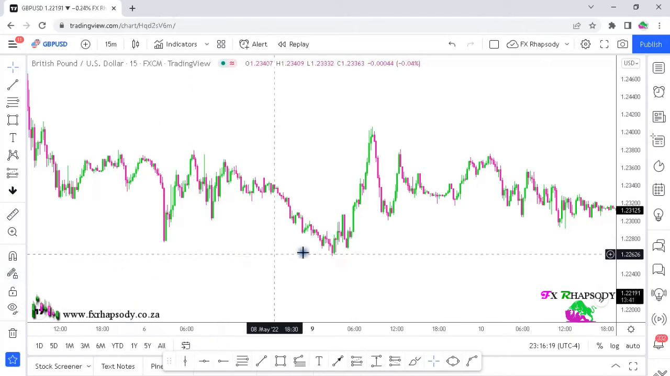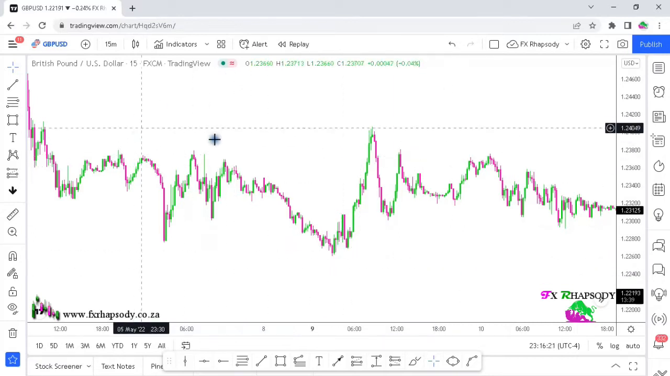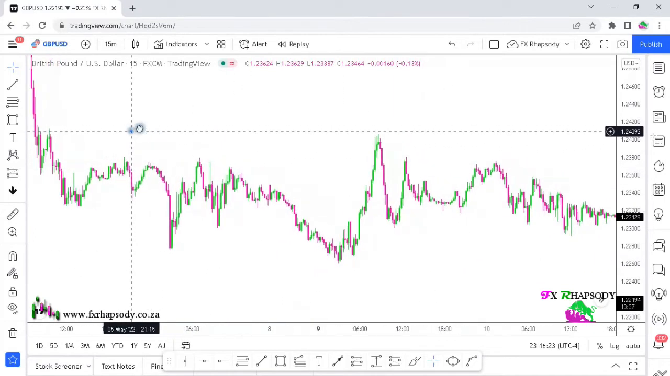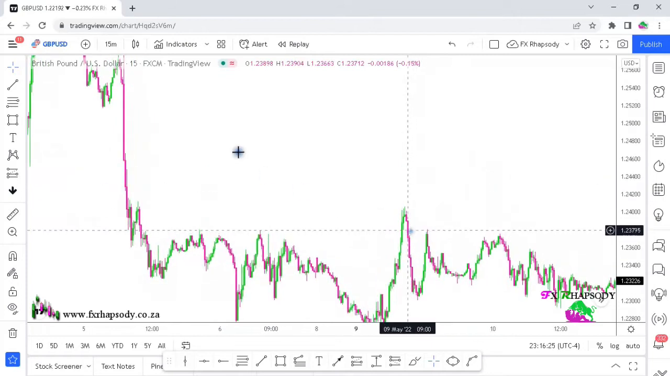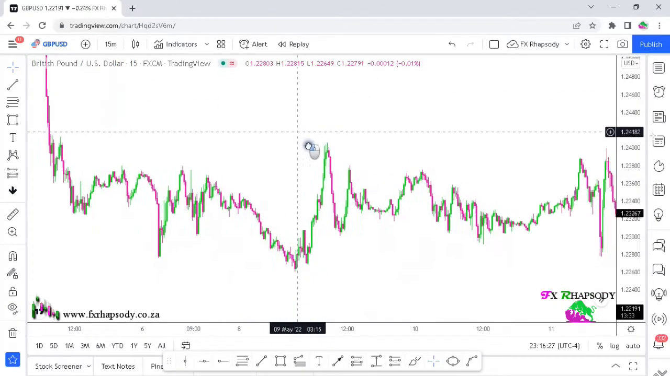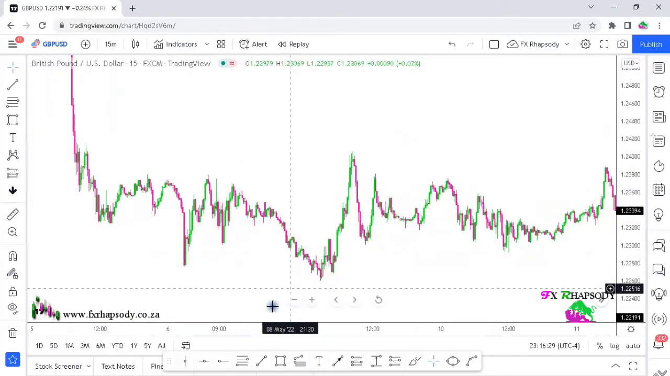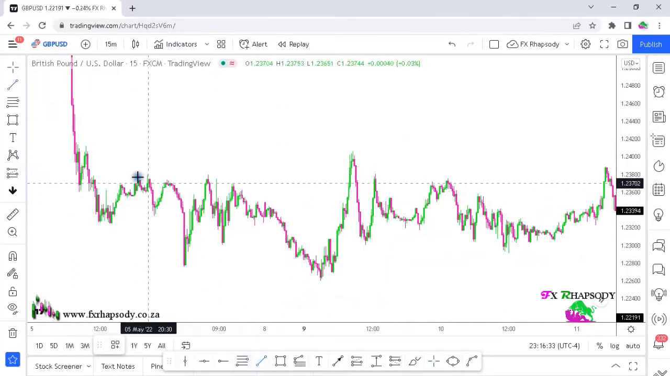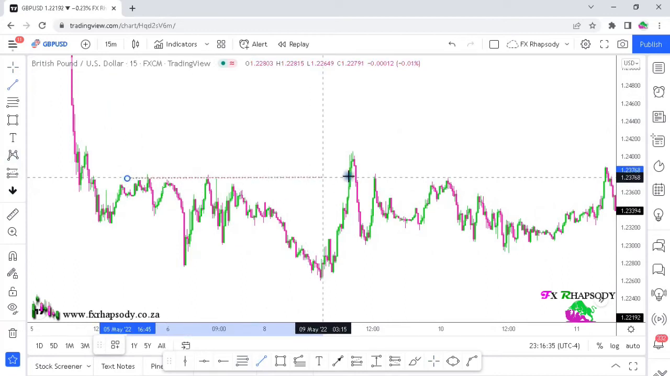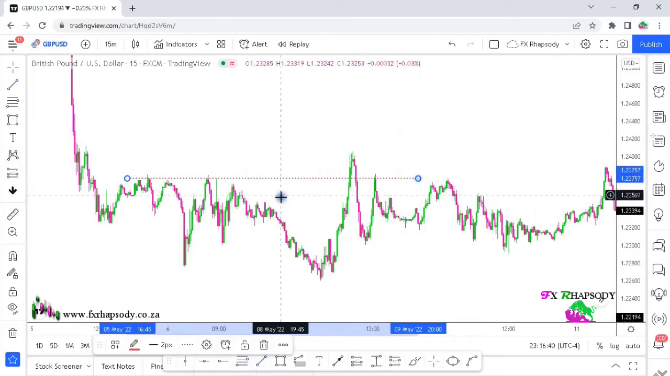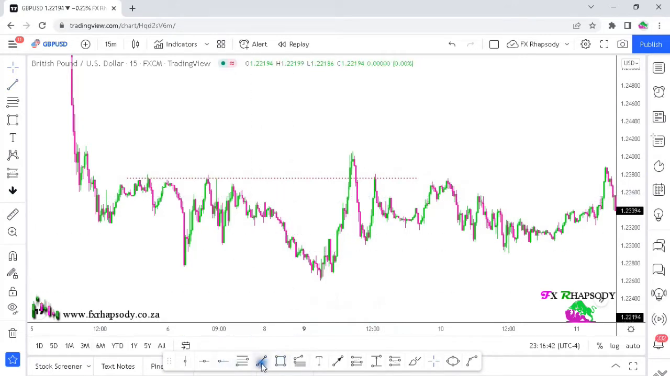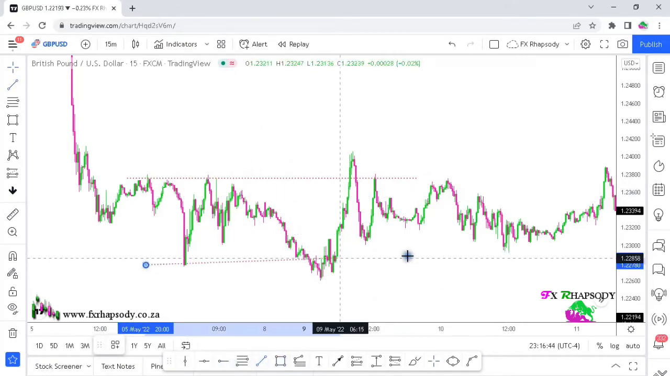Okay, so let's hit the charts. So basically, as you can see, 15 minutes on the British pound US dollar. Okay, we had this big push to the downside. Then price started consolidating, making its moves and just going sideways. I'm just going to draw a little line here, which is going to be our structure. And as you can see, there is a point where the structure is being broken.